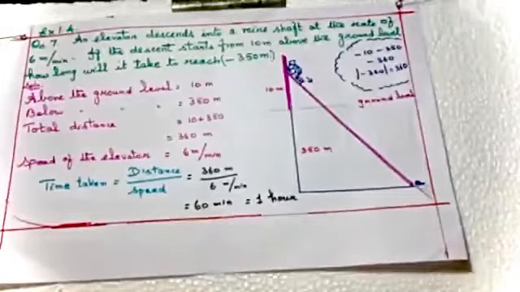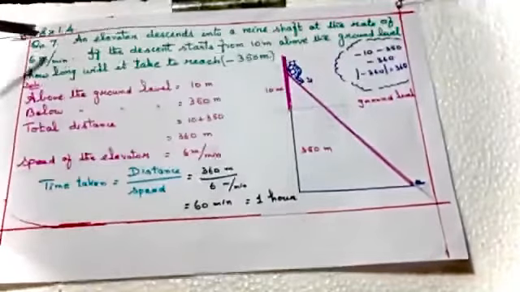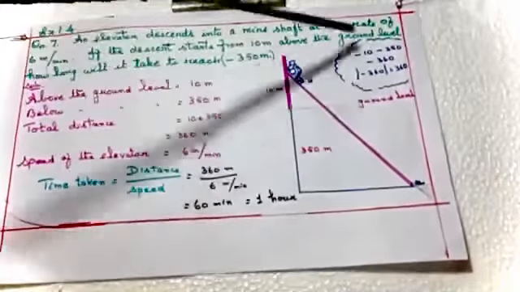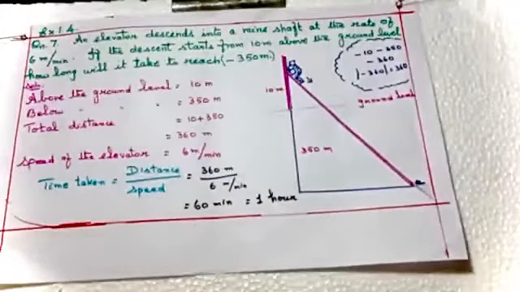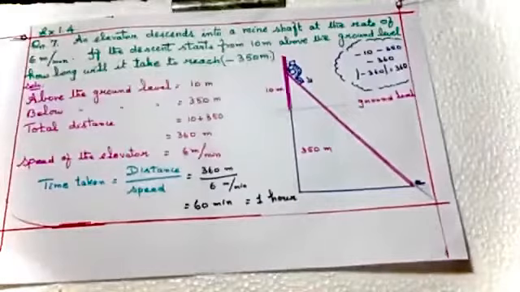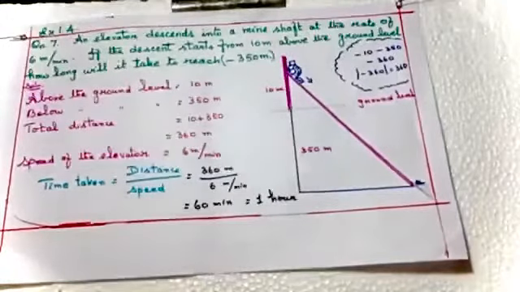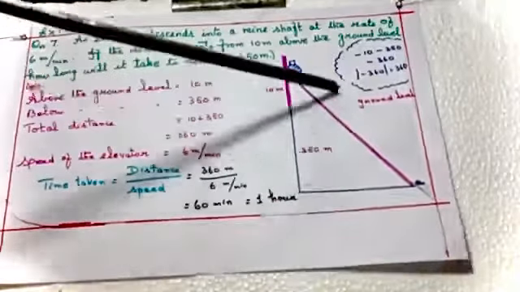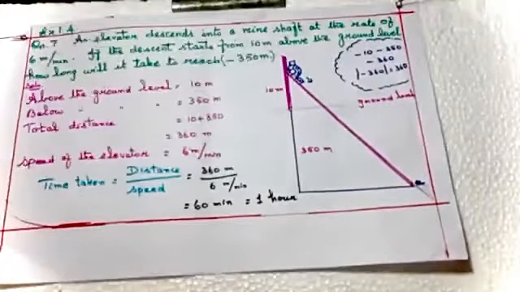Now here again, the elevator is above the ground level. How much? 10 meters. So if I say this is the ground level, the elevator is 10 meters above. Above means it is positive, right? And it should reach 350 meters below the ground level. How long will it take to reach minus 350? That means below, right? Now they asked us to find how long. How long means the time taken.